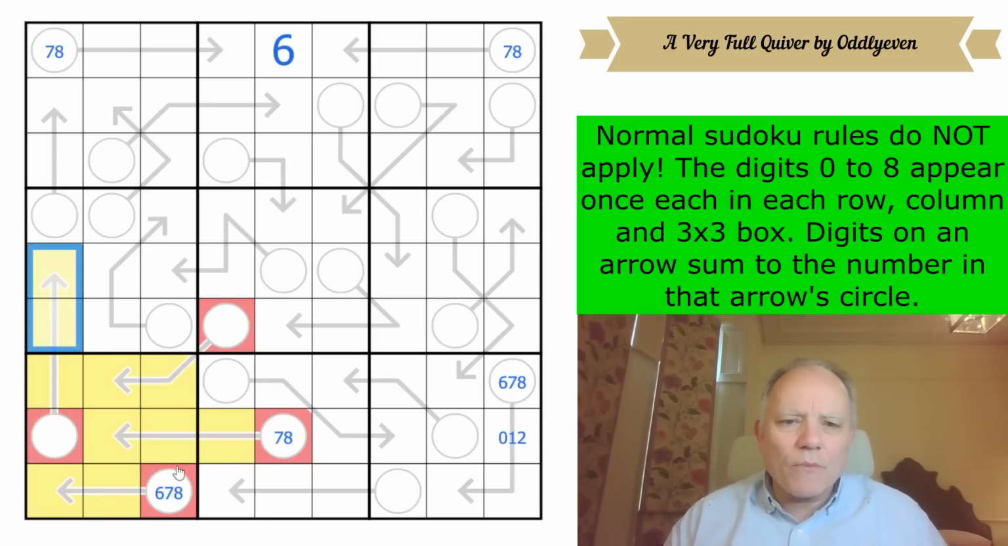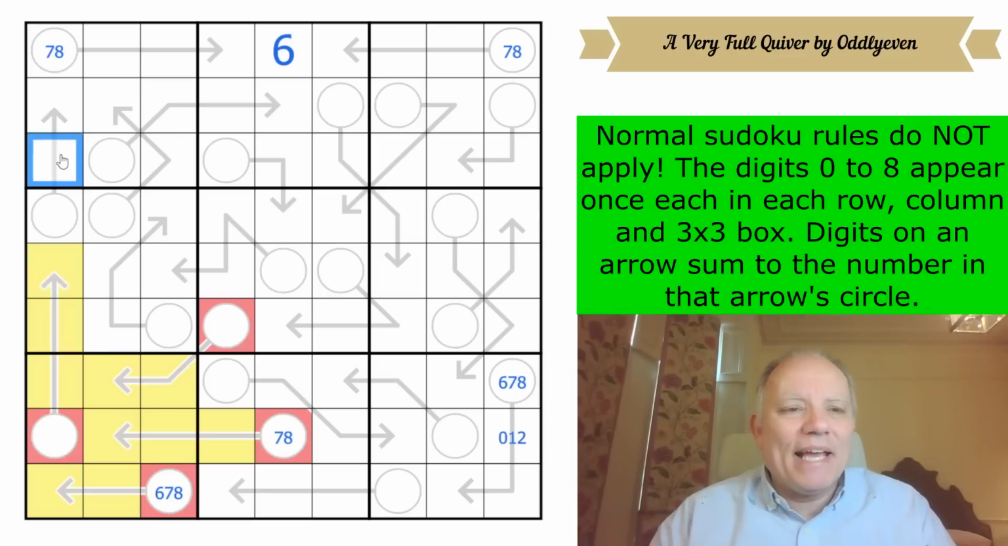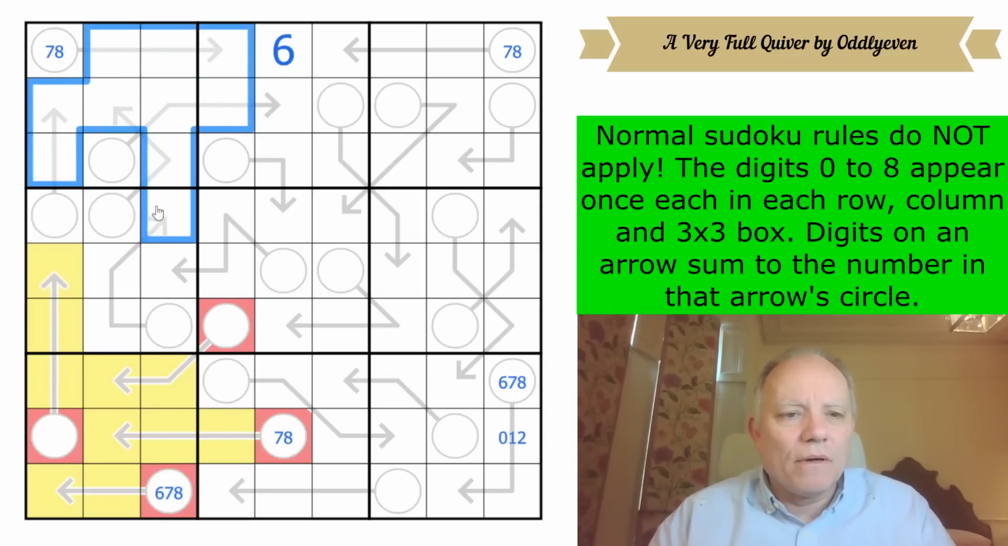I was going to say somewhere in this puzzle, Oddly Even has concealed a group of arrows that are really helpful. I think what he's done, well, this is a theory. He's packed them all in. We're meant to consider every blinking arrow in the puzzle.